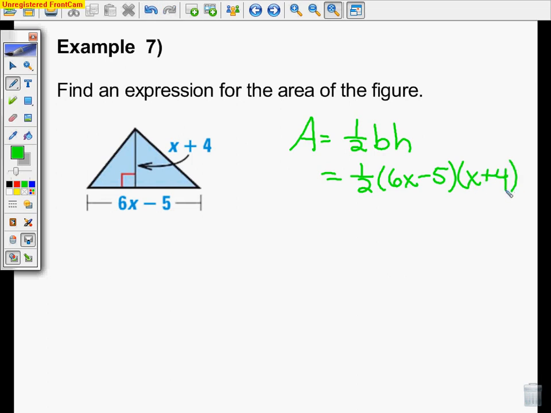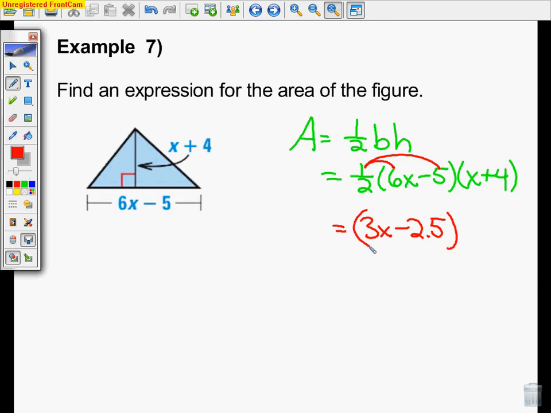Okay? Now, just like in the last problem, we actually have three things that we're multiplying here. We have the 1/2, we have the 6x minus 5, and we have the x plus 4. So the way that we do that again is just to multiply any two of them. I'm going to go ahead and start off by multiplying this 1/2 times 6x minus 5. Okay? So this 1/2 is going to distribute into that parentheses. So that's going to be 3x, because half of 6 is 3. So 3x, and then half of negative 5 is negative 2.5.